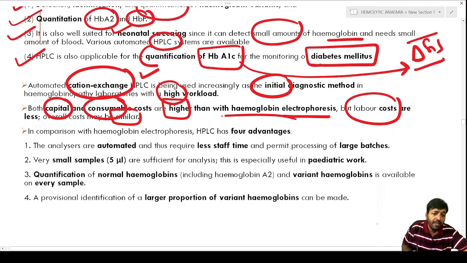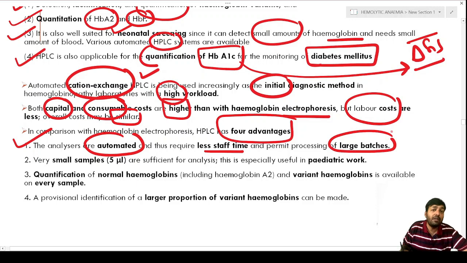Now there are four major advantages. Some of them I've already discussed. The analyzers are automated, require less staff time, and permit more processing of larger batches. So you can process a larger amount of sample with very little labor in a very short time. It is highly automated and less labor intensive. Now, very small samples, approximately just 5 microliters of blood, are sufficient for analysis, so it is very suitable for pediatric work.